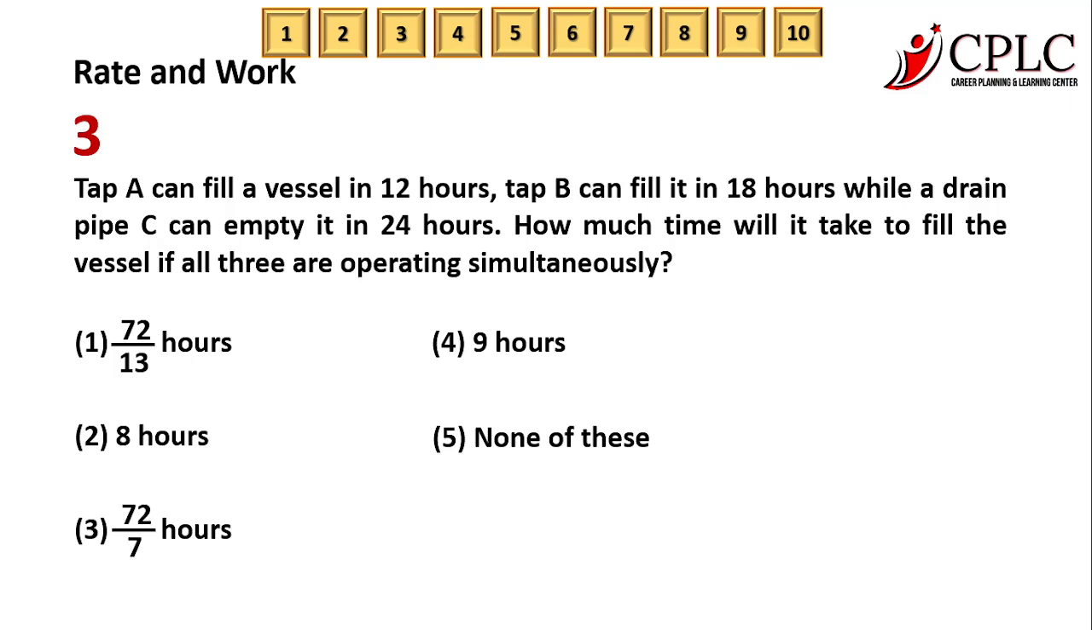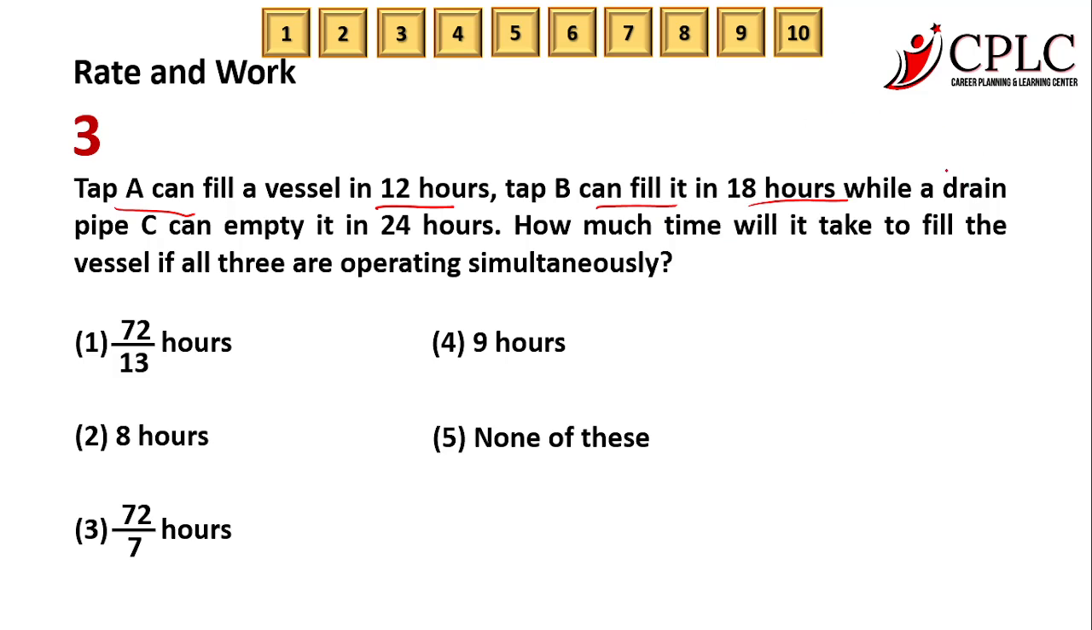But first, let's try and understand the first line, which says tap A can fill a vessel in 12 hours working alone. Tap B can do it in 18 hours working alone. Now, when you read this kind of statement, don't you think it is as good as saying if A works alone it takes 12 hours, if B works alone it takes 18 hours? Because the thought process is the same, the solving process is also going to be the same.